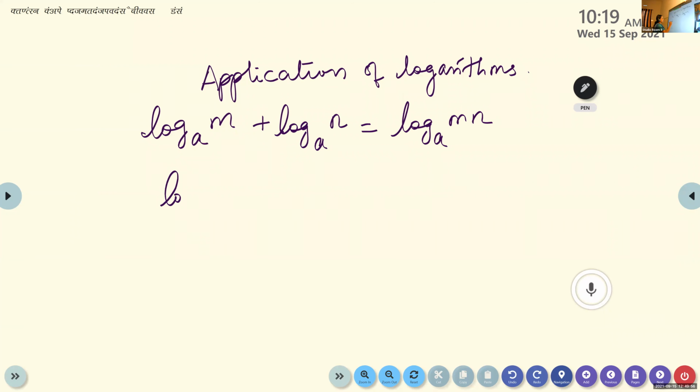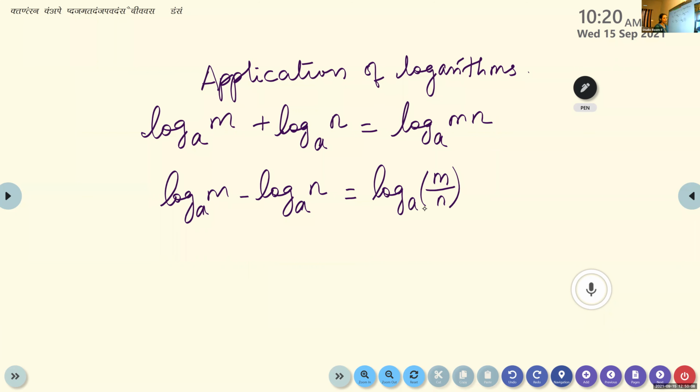And if it is in division, what is log m to the base a minus log n to the base a? If it is in division, we'll be writing this as subtraction: log of m by n to the base a. And what is the next property we have learned? Log m raised to n to the base a will be equivalent to n log m to the base a, the power we can take to the front. Using these properties, we are going to do the calculations, to apply logarithm and find how to do the calculation in a simple manner.